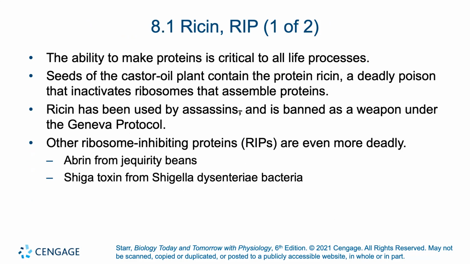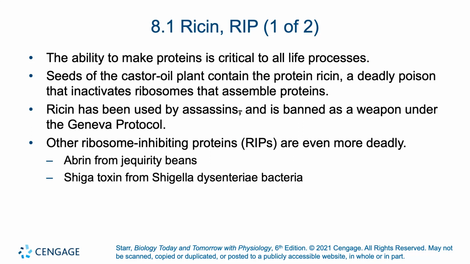The ability to make proteins is vital for the survival of an organism, right? Remember, we've talked about the fact that since proteins are the tools of life, if you can't make protein, you can't survive. Some examples: seeds of the castor oil plant contain a protein called ricin, which is a deadly poison that inactivates ribosomes that assemble proteins. It's been used by terrorists as a bioweapon. Other ribosome-inhibiting proteins are more deadly, such as abrin from jequirity beans and the Shiga toxin from Shigella bacteria.